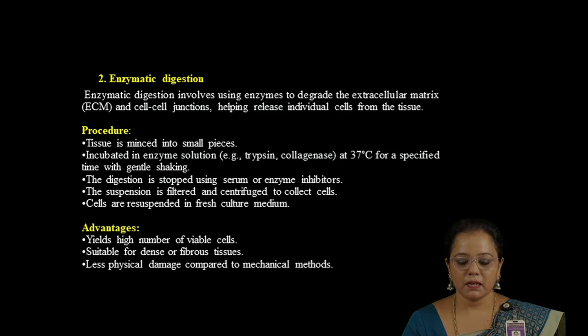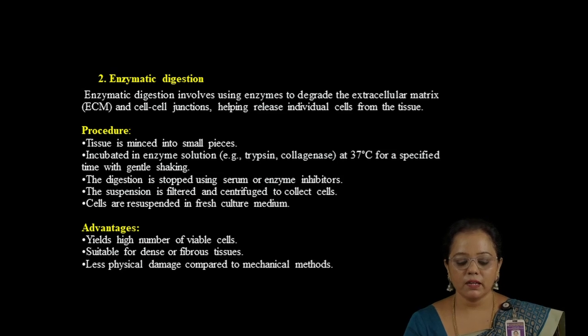Next method is enzymatic digestion, where we use different enzymes to digest the extracellular matrix and cell to cell junctions so that the individual cells are released. So what does the procedure mean? The tissue is minced into small pieces and incubated in the enzyme solution. We will see what all the enzymes used are in the upcoming slide. First, we can use either trypsin or collagenase at 37 degrees Celsius, and then the digestion is stopped using specific inhibitors, and then it is filtered and centrifuged to collect the cells. Then the cells are resuspended in fresh culture medium.